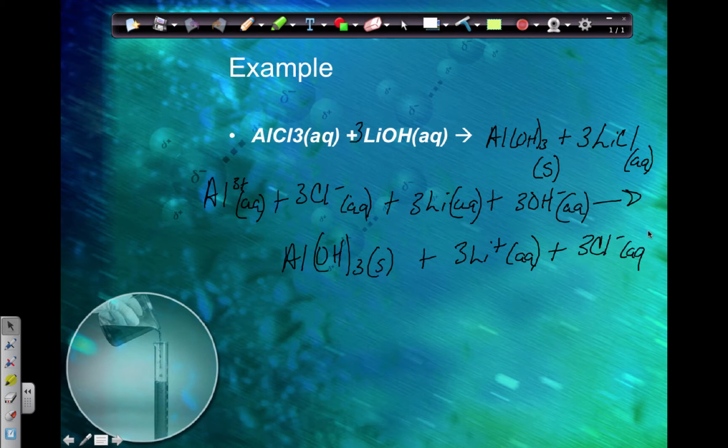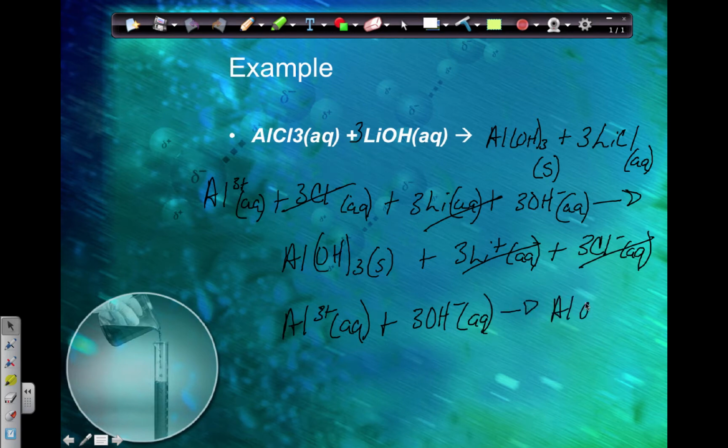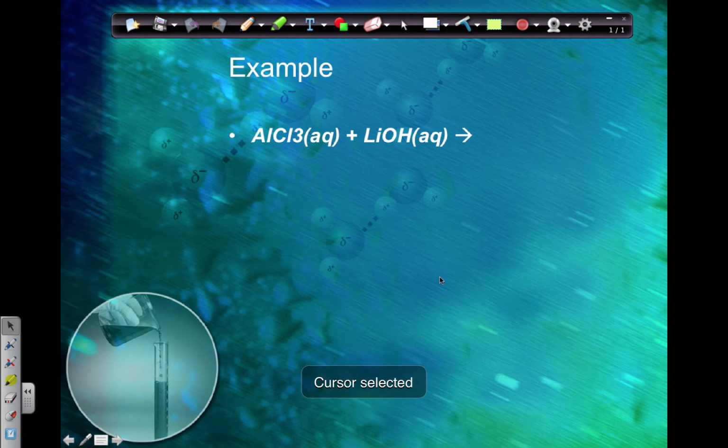So everything that's on both sides, take it out. Aluminum's not on both sides. Chloride is, though. I can take that out. Lithium is, so I can take that out. And hydroxide's not, so it's going to be this. So again, that's just my net ionic. It's just a different way of doing it. So that's a longer way.